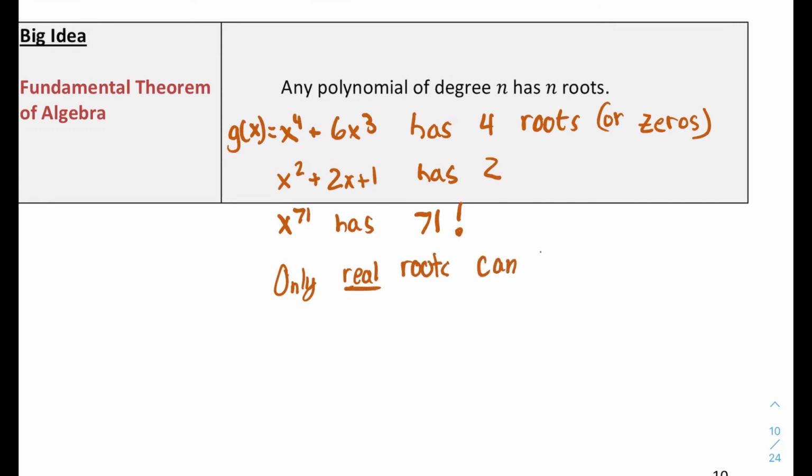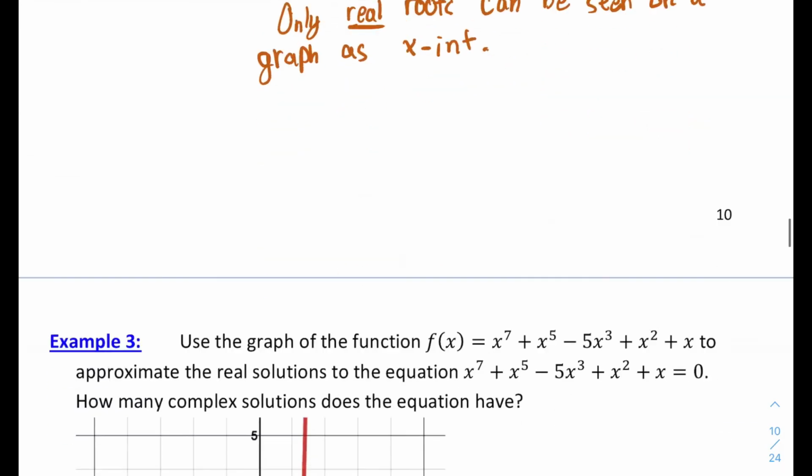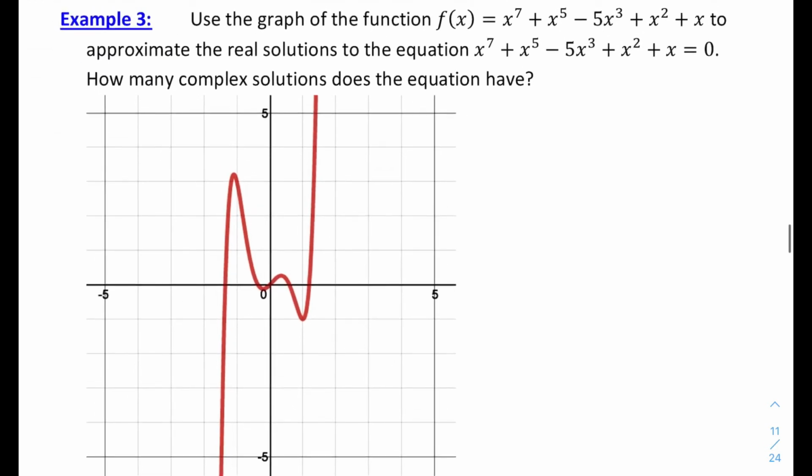Now, one thing that you need to recognize when we relate these to graphs is that only real roots can be seen on a graph as the x-intercepts. So you might have a graph of a degree 71 polynomial that doesn't have 71 x-intercepts because some of its zeros are going to be non-real complex numbers.